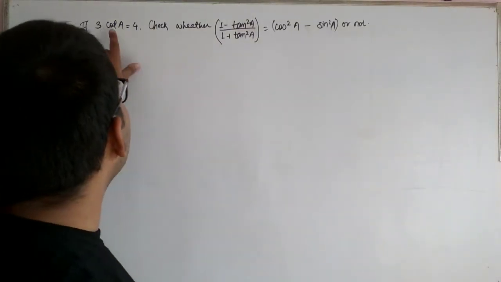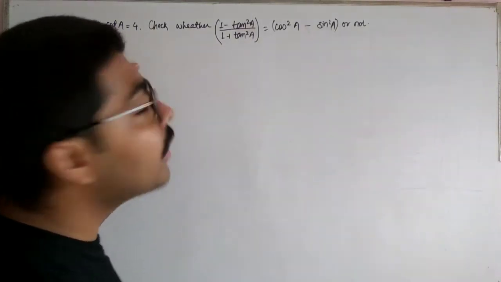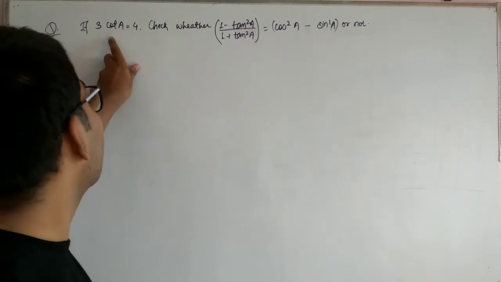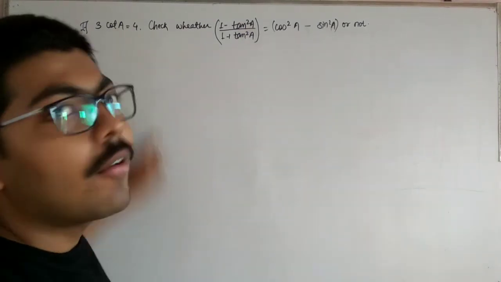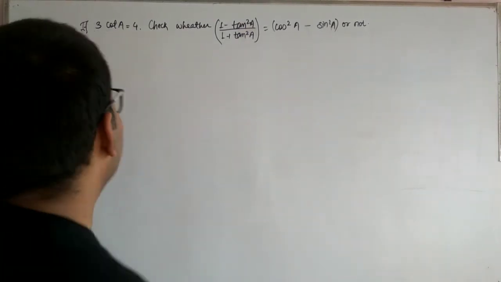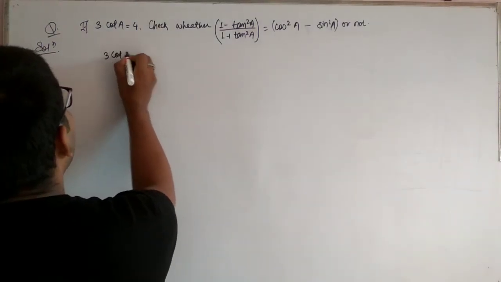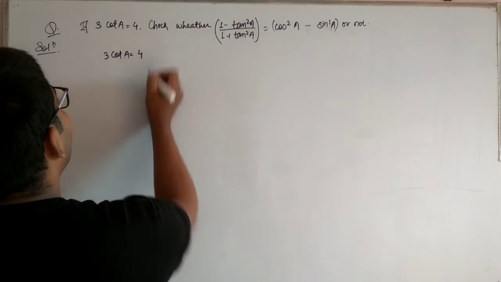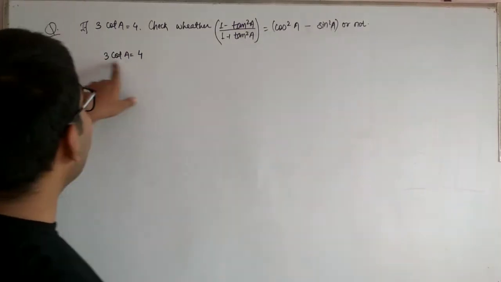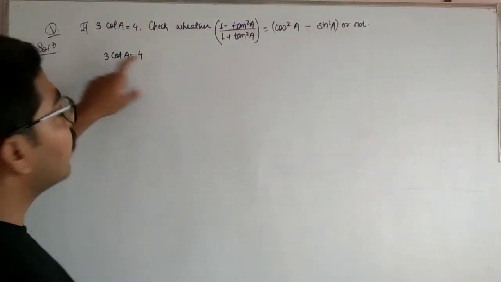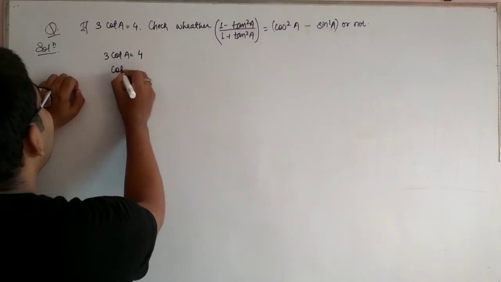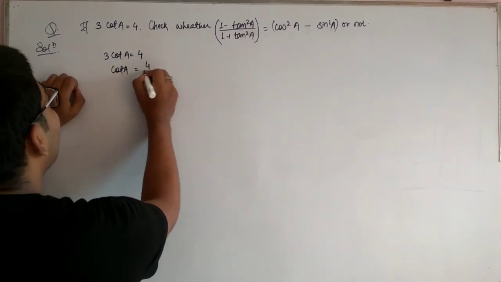First we have to find the value of cot theta. We are given 3 cot A is equal to 4, so we will find the value of cot A, and after that we will proceed just like the previous question. If we divide both sides, LHS and RHS, by 3, then we get cot A is equal to 4 upon 3.